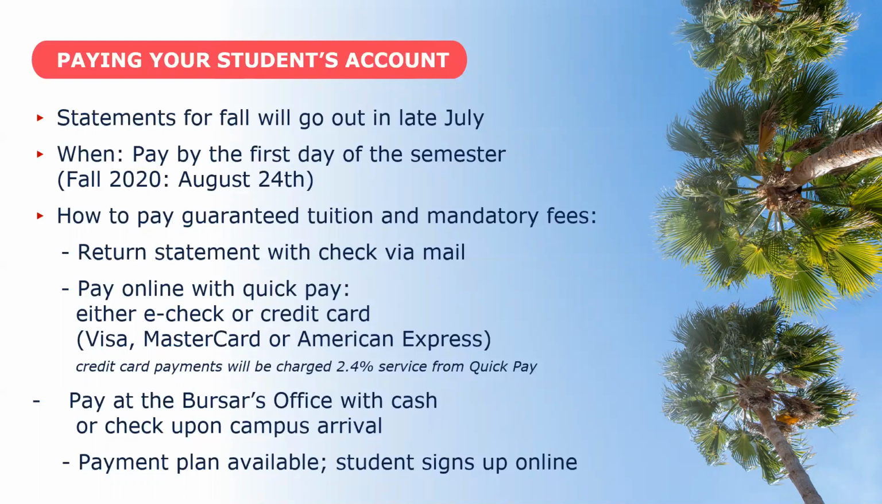There are payment plans available. The student will sign up for that on their U-Access account. The tuition payment plan divides your tuition into 3 equal installments, the first of which is due August 24th, the second a month later, and the third a month after that.